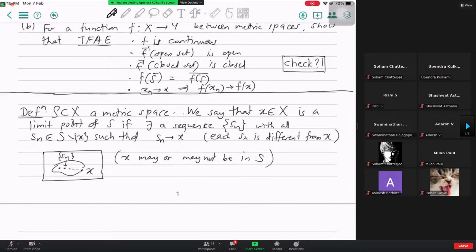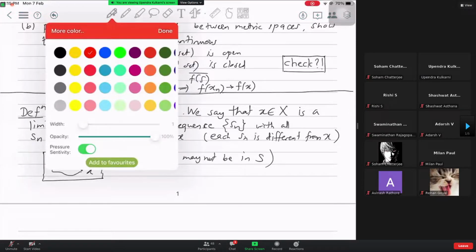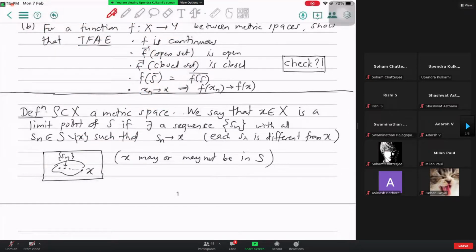Hello, sir. Yeah, go ahead. Sir, then why don't we define it in this way, that all the Sn are not X? Yeah, I mean, but if we want to rule out that, but it's exactly the same thing. What I have done is the same, no? So this condition over here, that's what it is saying.